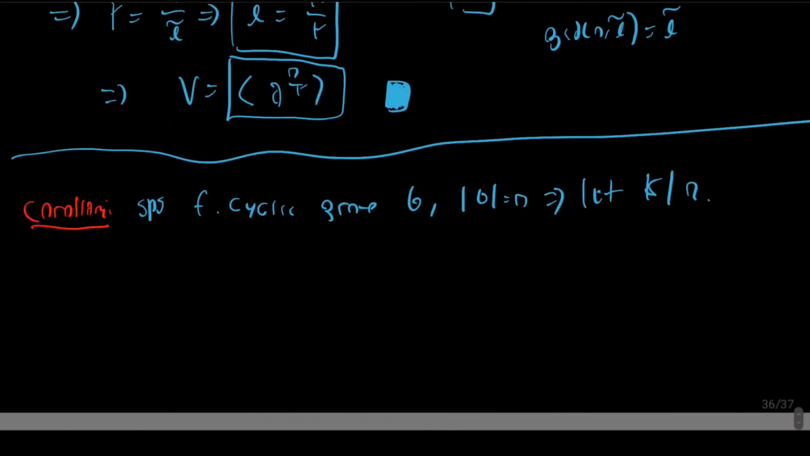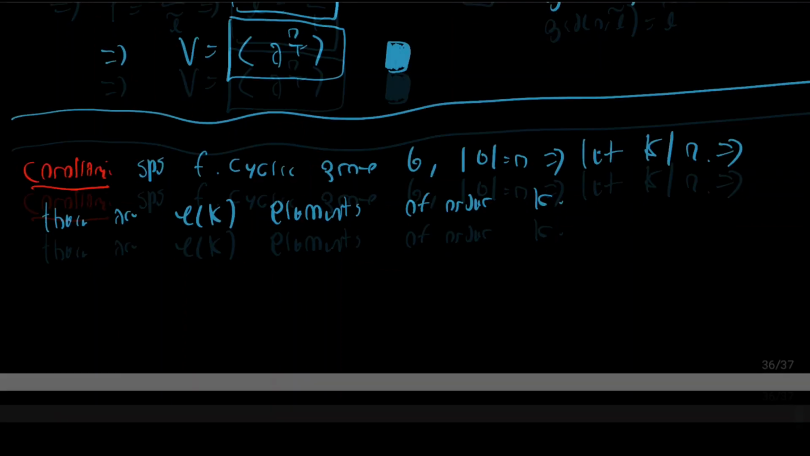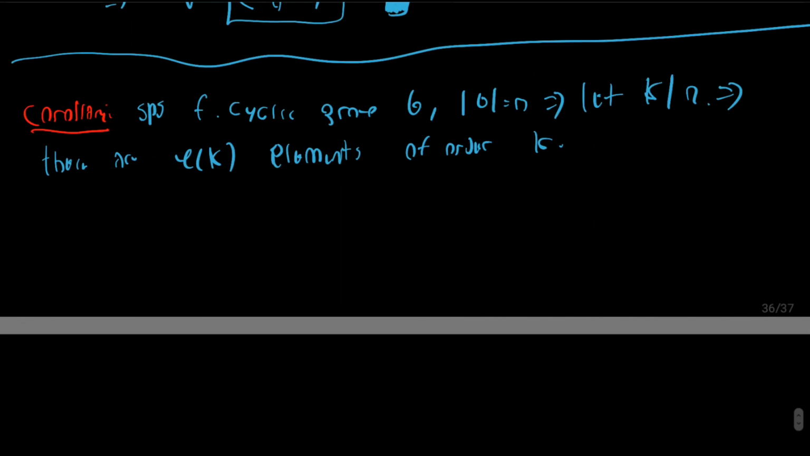So let K be a divisor of n, then there are precisely phi of K elements of order K, where phi of K here is the Euler totient function, which we mentioned in the first videos, but if you don't remember what it is, it's just the function that counts the coprime positive integers with respect to the integer we're passing in. So in other words, it counts the number of positive integers such that the GCD of these integers with the argument, which in this case is K, is equal to 1.